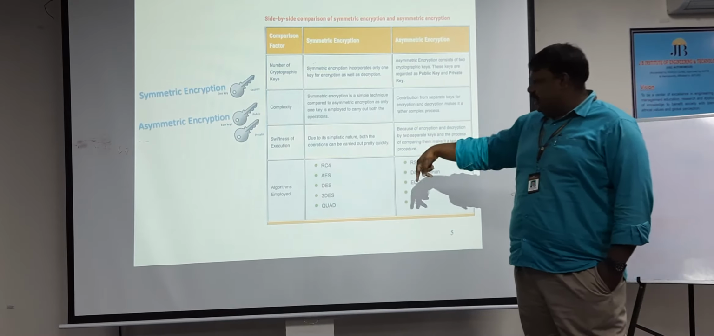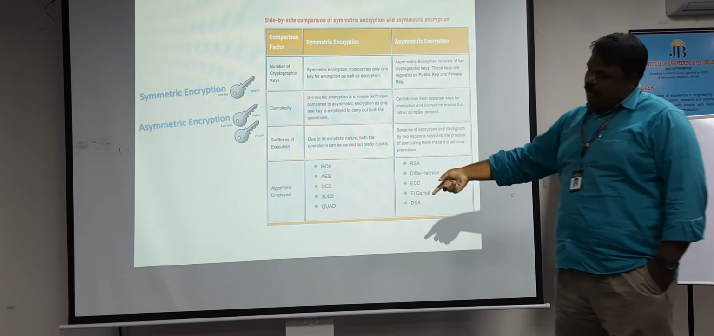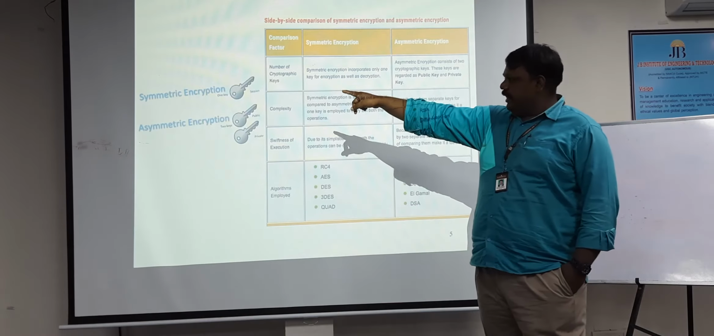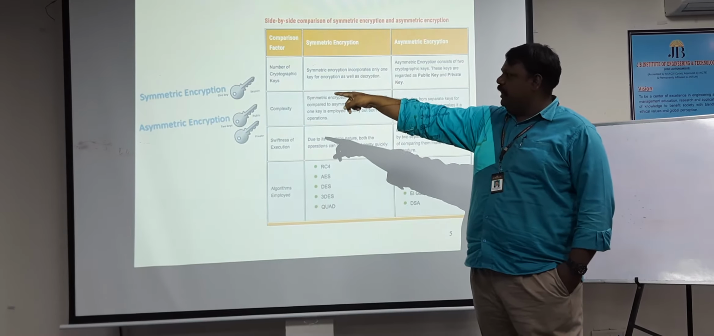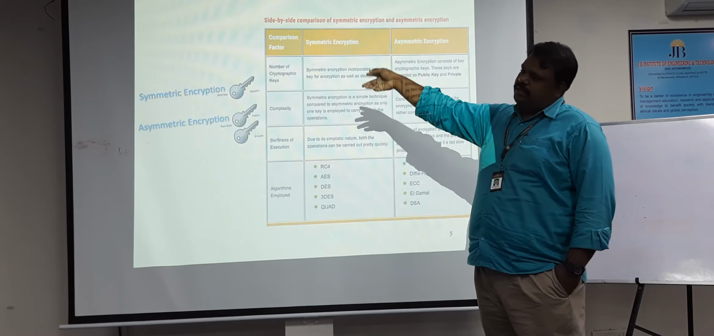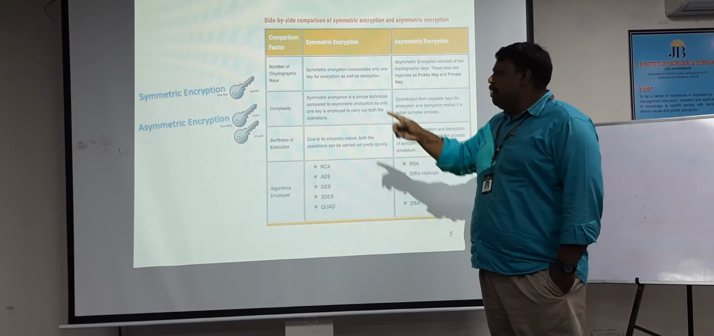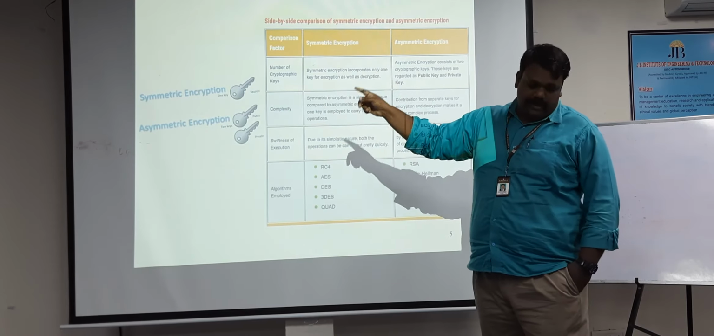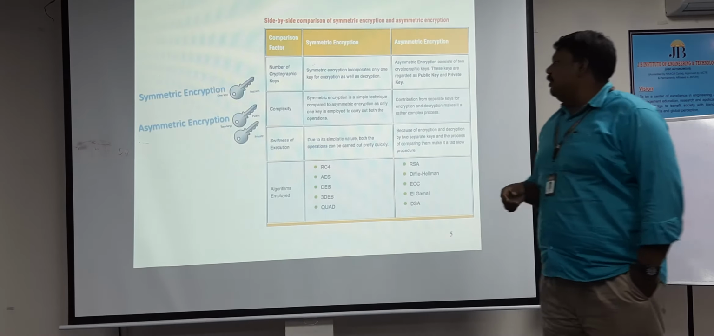And these are the actual algorithms related to the symmetric method as well as the asymmetric method. The key used for the symmetric method is only one key, which is shared among the source and the destination, the sender and the receiver. And the second thing is the asymmetric encryption method, which belongs to two types of keys, the private key as well as the public key.